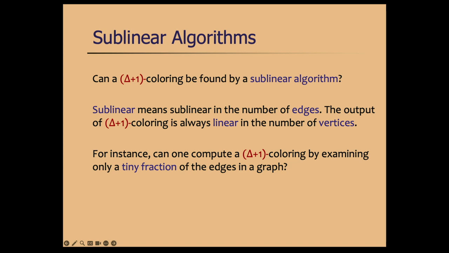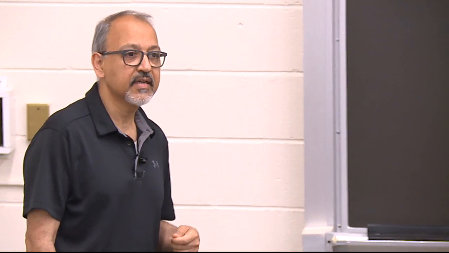As a concrete question, you can think about: is it possible to Δ+1 color a graph without looking at most of its edges? That would be an example of a sublinear time algorithm. Already you can appreciate a little bit the challenge in achieving the sublinear goal, because the coloring has to ensure there are no monochromatic edges. If you never looked at some of the edges in the graph, you never learned about them, so how could you ensure that you are outputting a valid coloring? And our goal here will always be to output a valid solution.